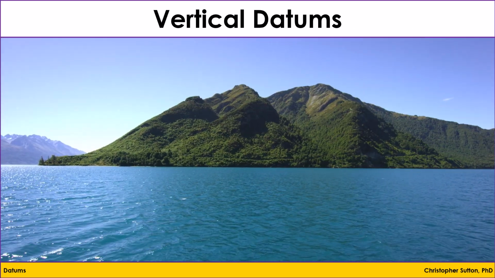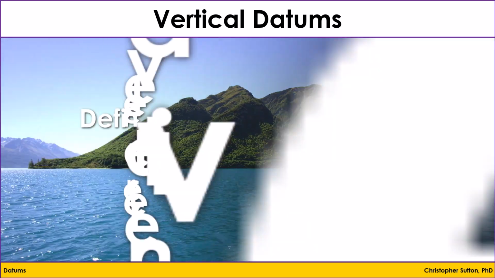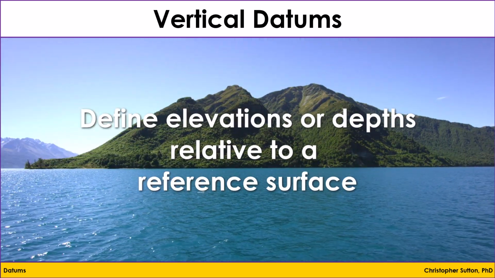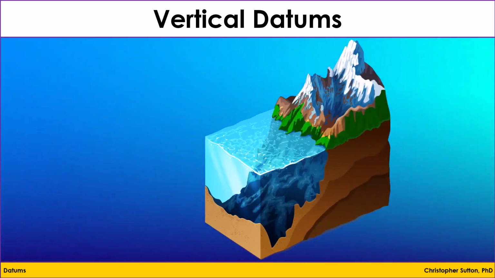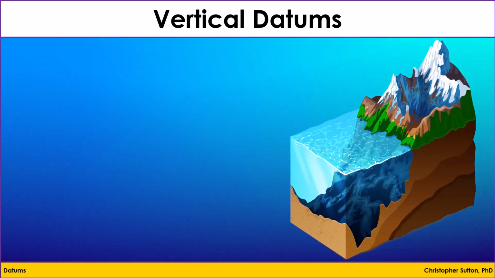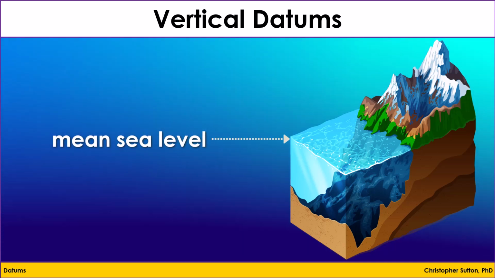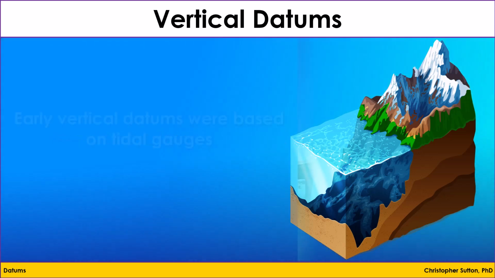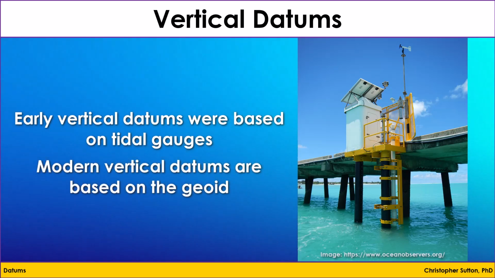In addition to horizontal datums, we also have vertical datums. Vertical datums define elevations or depths relative to a reference surface. The zero value in a vertical datum for Earth is called mean sea level. Early vertical datums defined mean sea level through tidal gauges. Modern vertical datums are based on the geoid.